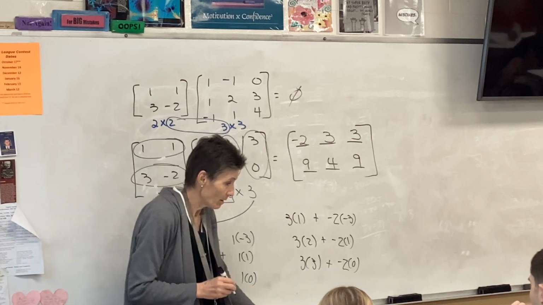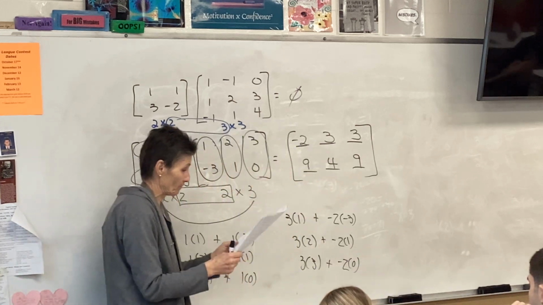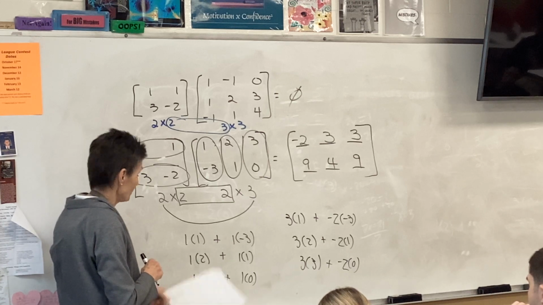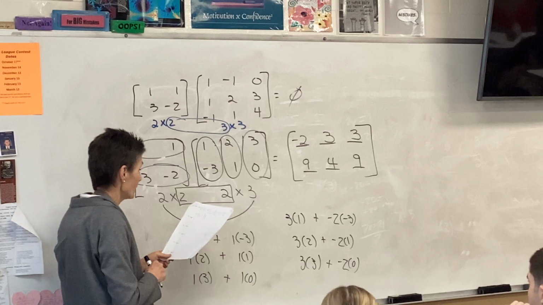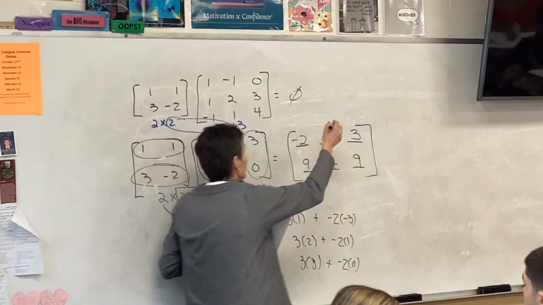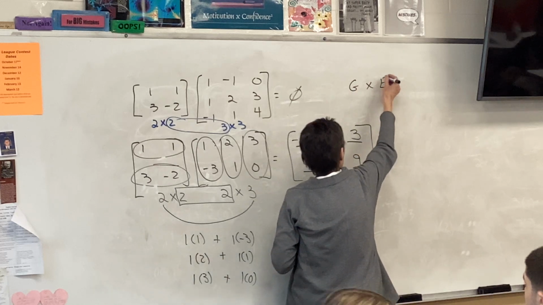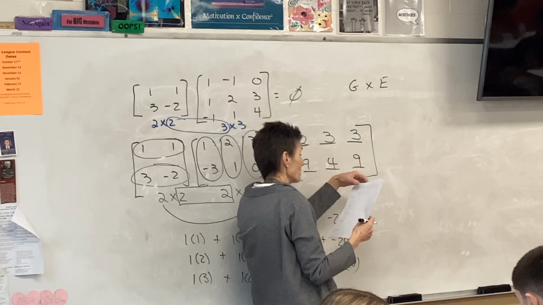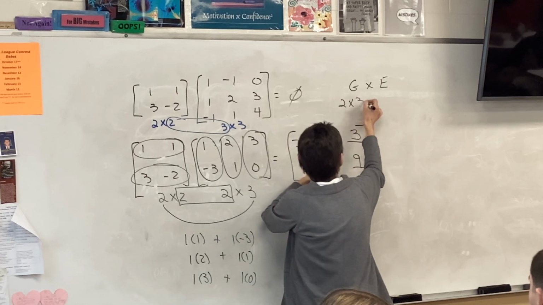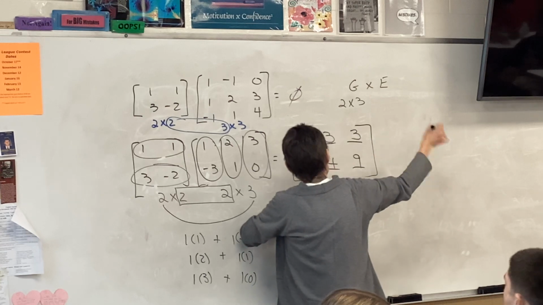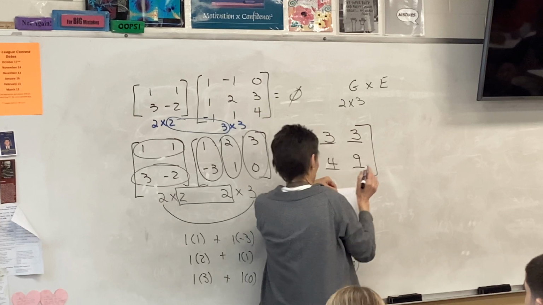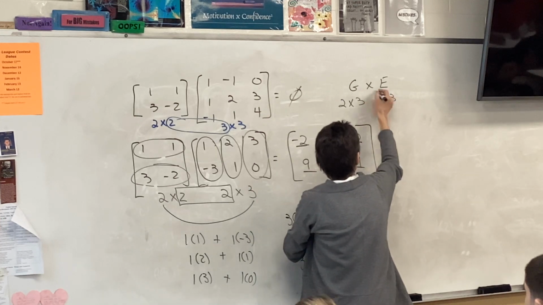Okay, that was letter D. I'm going to have to erase it to do the next one. Actually, before I write the next one down, let's see if we can do it. Can we do G times E? What are the dimensions of G? 2 by 3. Rows, columns. What are the dimensions of E? 3 by 3. Uh-oh, we can do it, can't we?